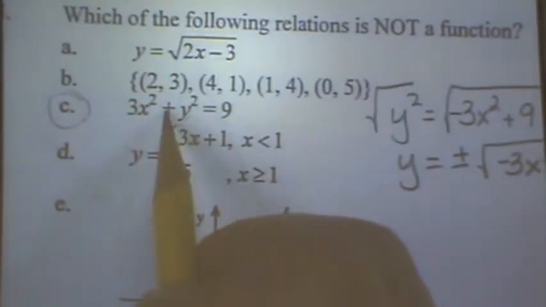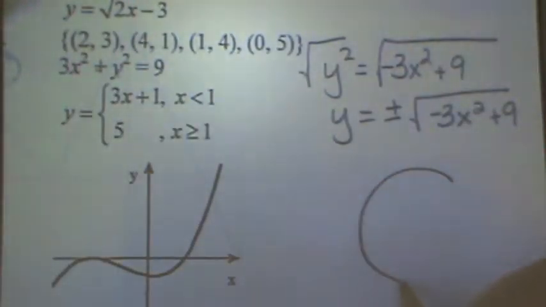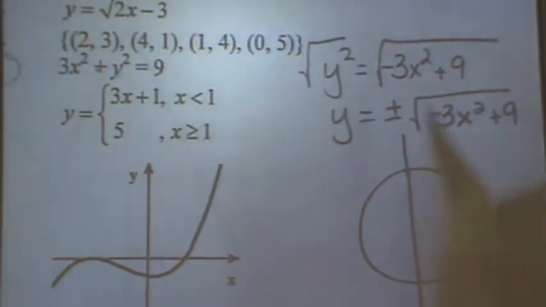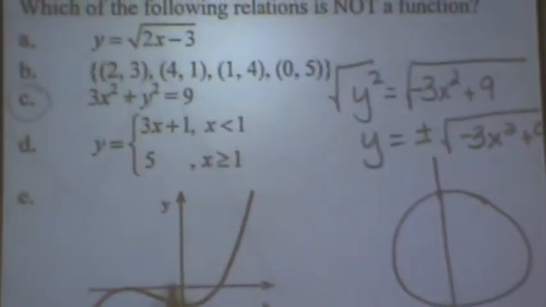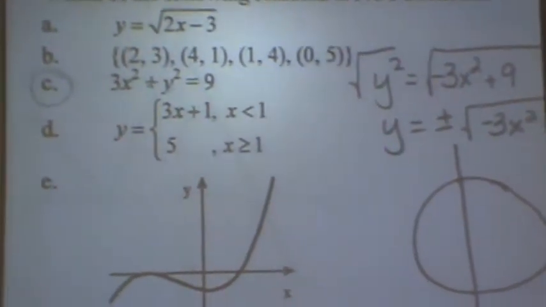Plus, it's a circle. If you recognize, we did plenty of these in class. This graph is a circle, and a circle does not pass the vertical line test, therefore it's not a function. This is fine, and this is fine, and all these x values are not repeating, so that's fine. So C is not a function.